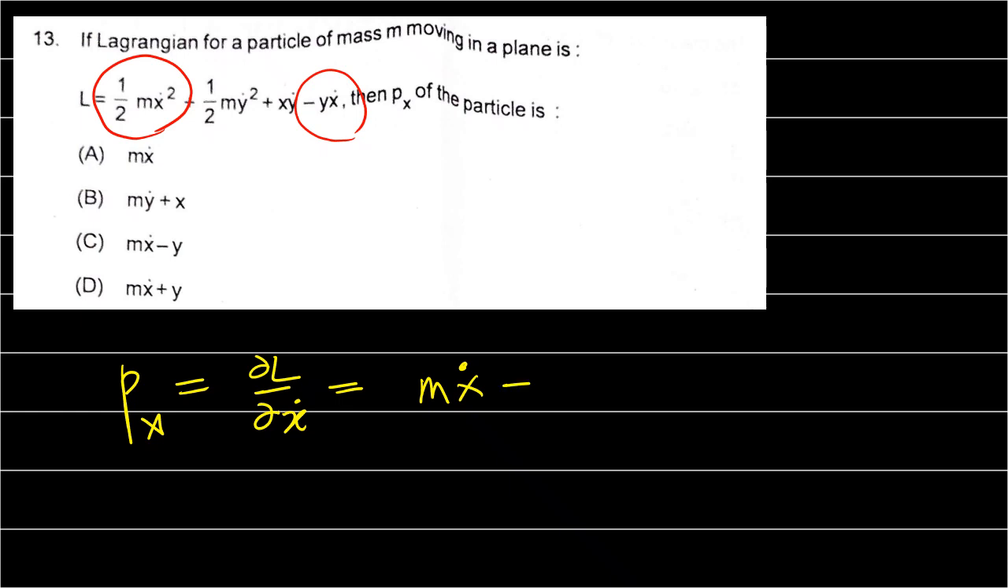If the Lagrangian is given, then the momentum along x coordinate, that is px, is given by del L by del x dot, which is coming from these two terms. This term, half m x dot square minus y x dot. If you calculate it, the derivative is very easy. That is m x dot minus y. This is the answer. Answer is C.